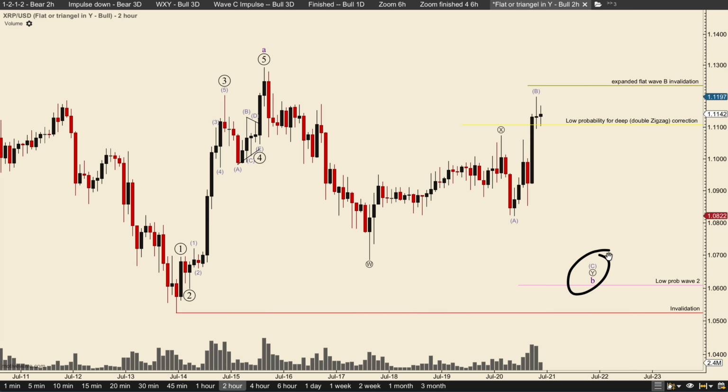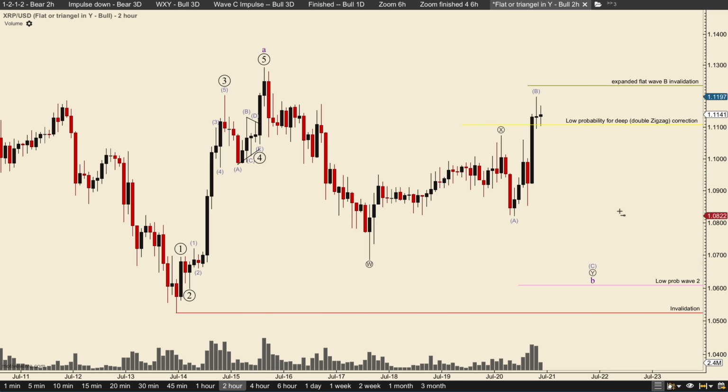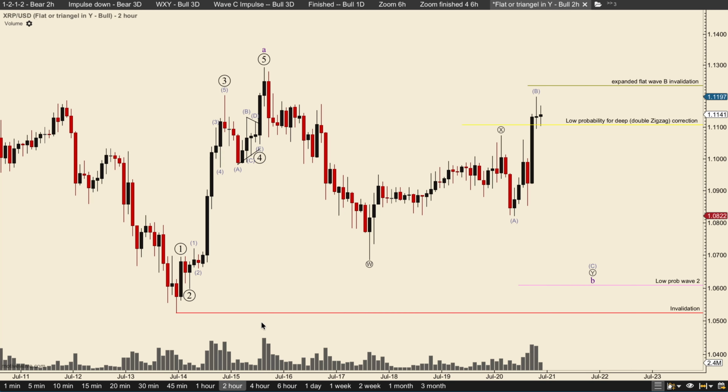And if we get down here and take out this line at 1.0608, then it's a low probability wave 2. So if we move down here, take out this line and end between these two lines, it is a higher probability that this is a wave B. And if this is a wave B, it's a higher probability that this is a wave A, and then we get a wave C, and then we move down taking out this low.